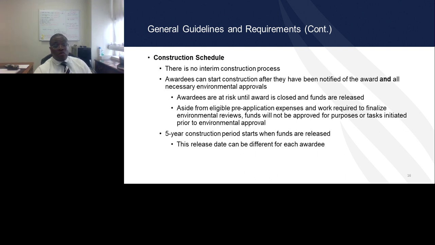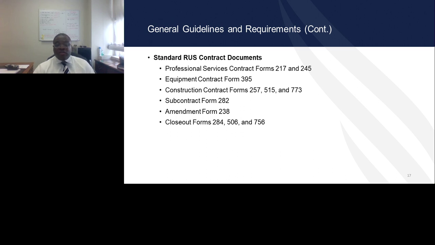Next, I will go through our standard forms. These forms are available on our website. For professional services, RUS maintains contract forms 217 and 245. For equipment contracts, we have the 395 contract. For construction contracts, we have the 257 contract, the 515, and the 773 contract. Subcontract forms are the 282, and amendment forms are 238.